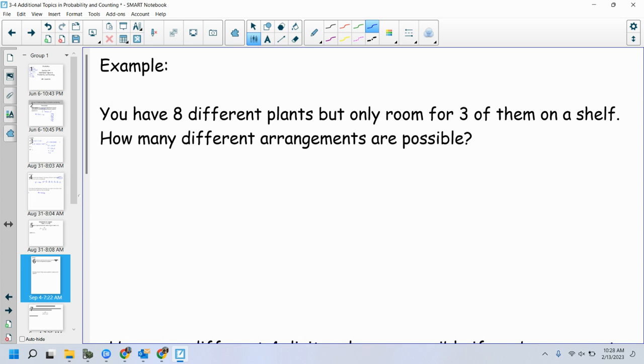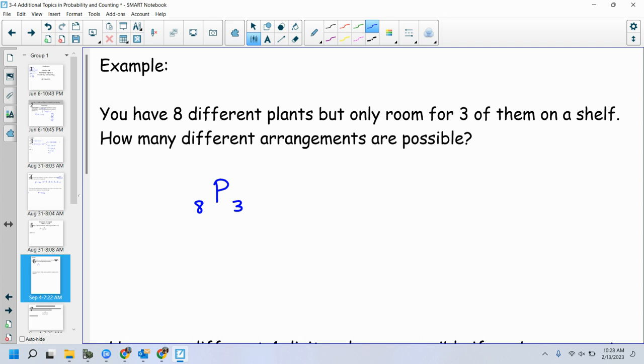How many different arrangements are possible? Well, if I really want to set this up, this would be 8P3, right? This is a permutation. By definition, this is a permutation. How do I know that?